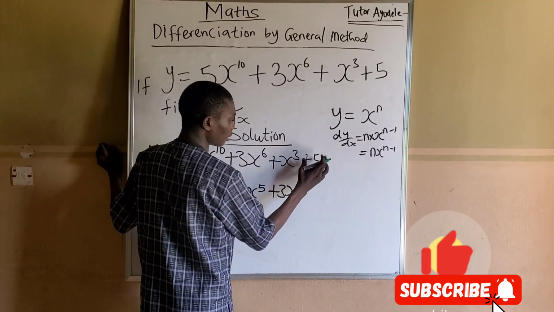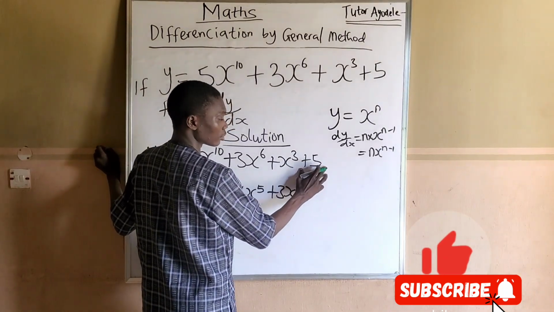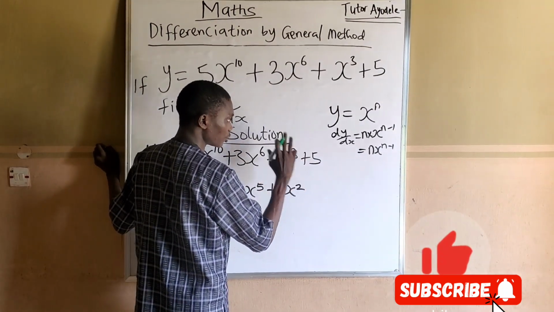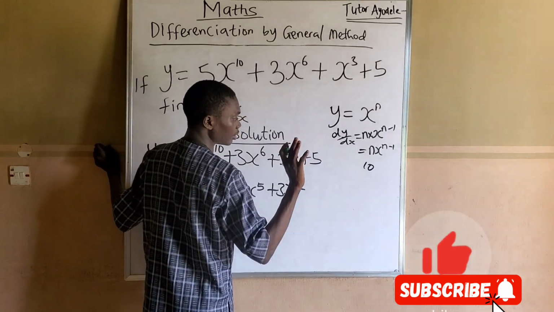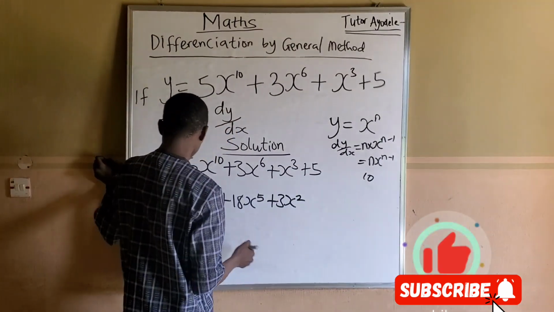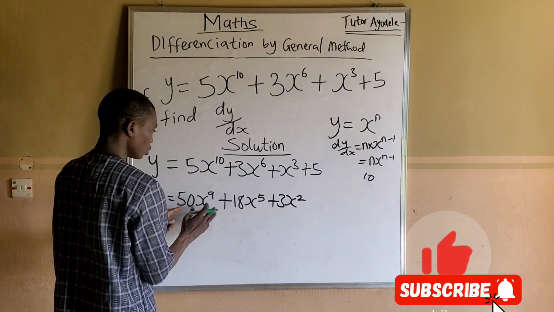And we said that anytime you differentiate a number, it will give you 0. If you differentiate 10, since it is 10 alone, it will give you 0. So our dy/dx is equal to 50x^9 plus 18x^5 plus 3x^2.